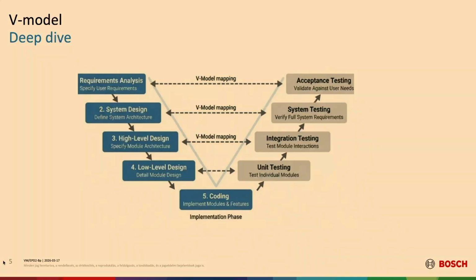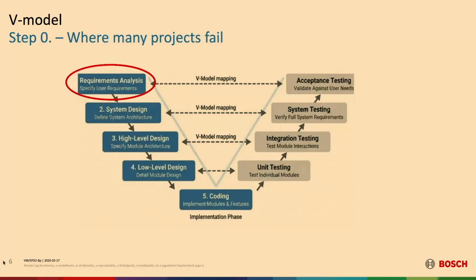Let's go deeper. You see the V shape, and on every level there is a dashed line, which means the connection between the design phases and the testing phases. And this is, I would say, its strength: to every requirement we can link a test directly, and then we can say okay, this is fulfilled, and we tested it as well. Let's start with the first step, or I would say step 0, the requirement analysis.